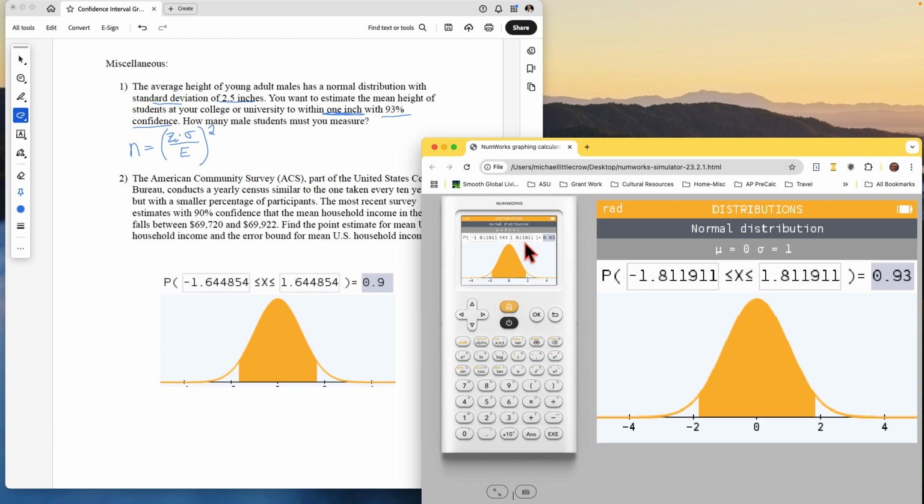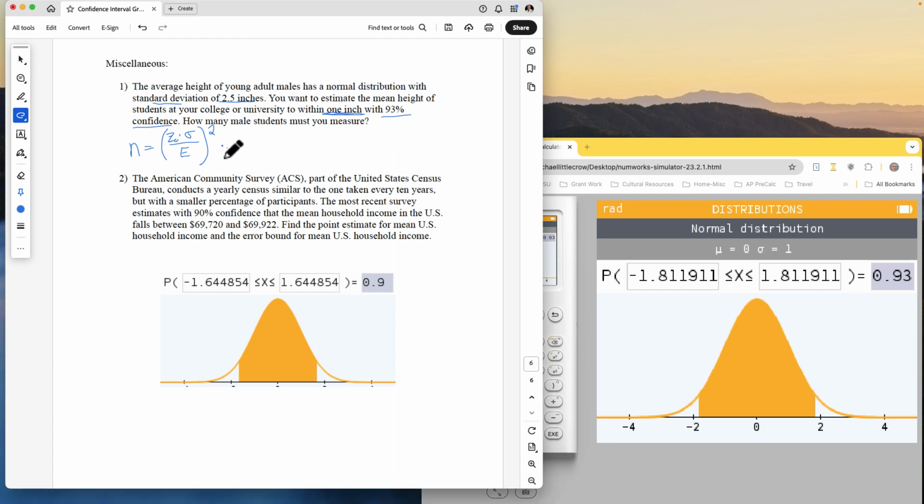Let's round it to, let's go to 4 decimal places, right? Why not? So this is going to be equal to, and since we're going to square it, you could take either the negative or the positive. It doesn't really matter. This is sort of the end boundary. 1.8119. Let's go with that. Times the standard deviation of 2.5 divided by the margin of error, and then we square it all.